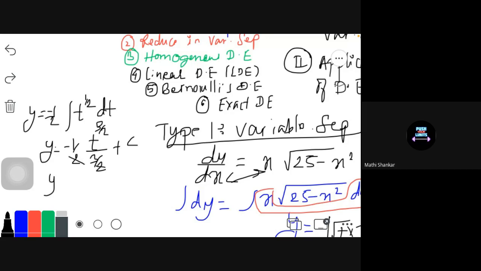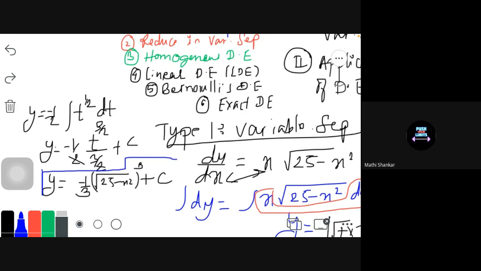So I get y is equal to minus 1 by 3, and t was nothing but under root of, not under root, so it is raised to 3 by 2. So I can write it as under root of 25 minus x square, the whole raised to 3, plus c. So this is the required solution.